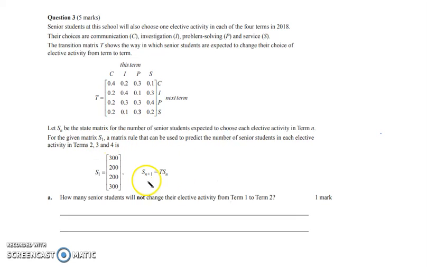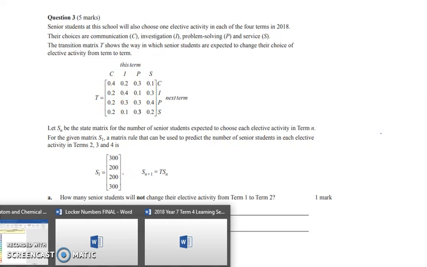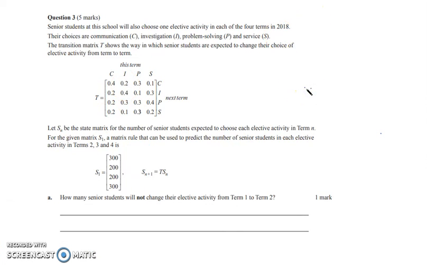So right here we have given our matrix rule, so a matrix recurrence equation, so we can use these values provided. So how many senior students will not change their elective activity from term 1 to 2? So what we are looking at in this transition matrix and the state matrix is these values, where they are in the subject and they stay in the subject.